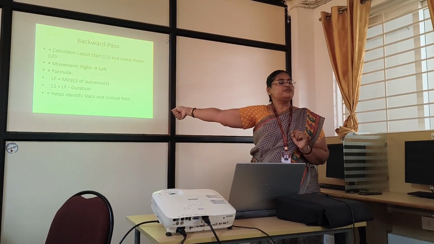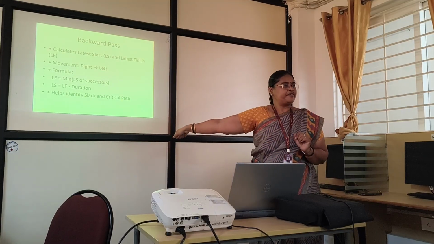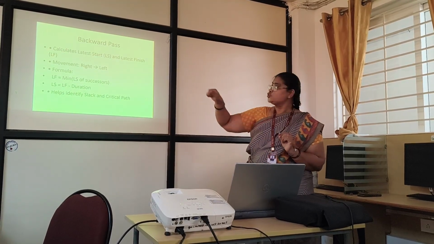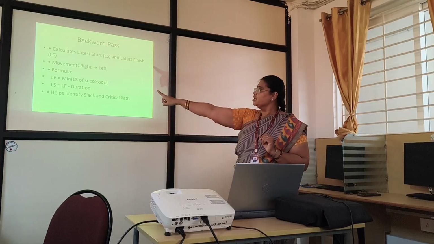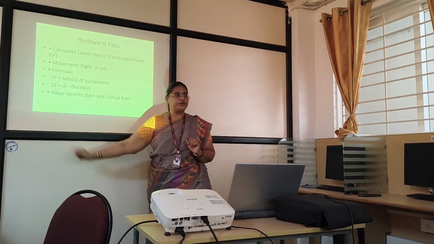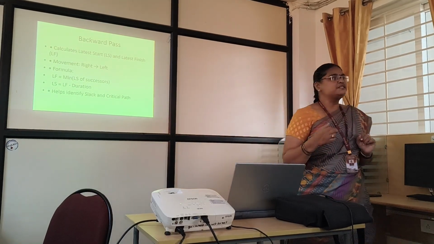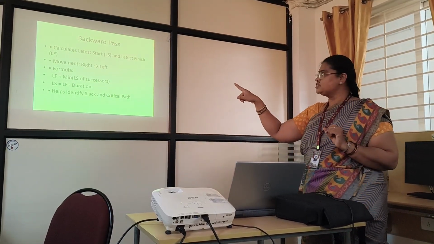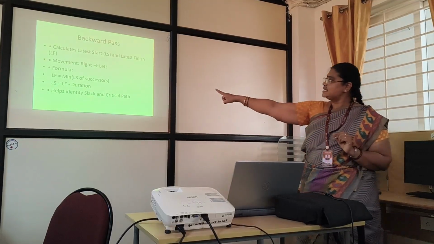This is going to follow the movement from right to left. Previously we saw left to right. Now it is going to follow right to left. So what is the formula here? LF, that is latest finish, will be equivalent to the min of successors. Previously we saw max, that is maximum.